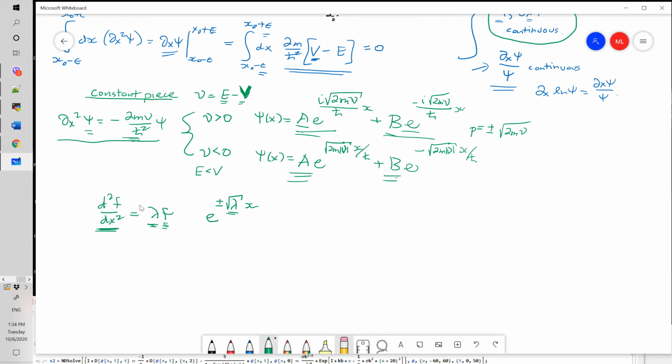Now, the square root is tricky depending on whether lambda is positive or negative. If lambda is negative, then we could write this as e to the plus or minus i times the square root of the magnitude of lambda x. Or sorry, we can put a minus sign here if you wish. Then the general solutions would be with the i attached here already, because two factors of i will give you the minus sign.